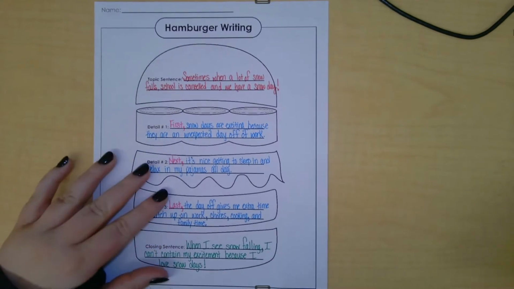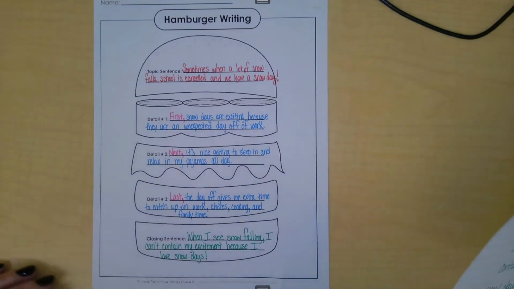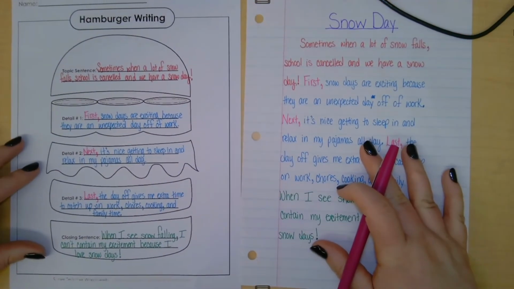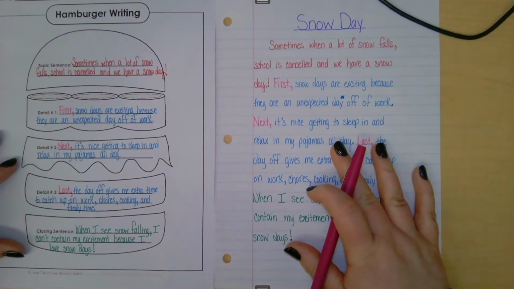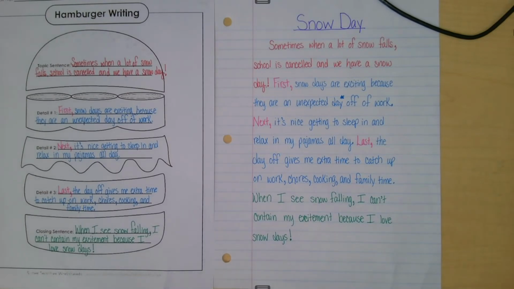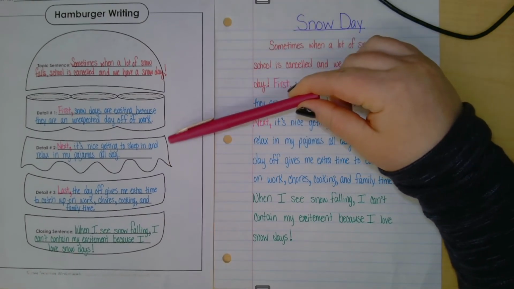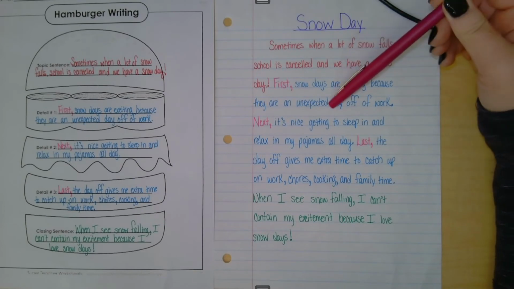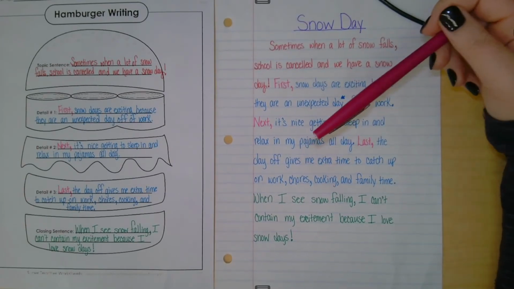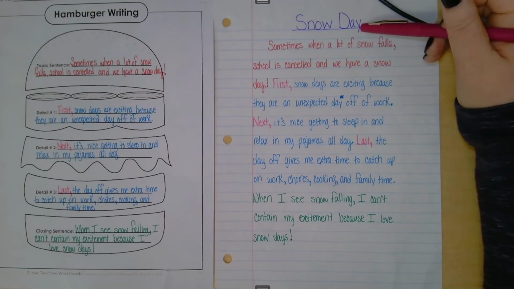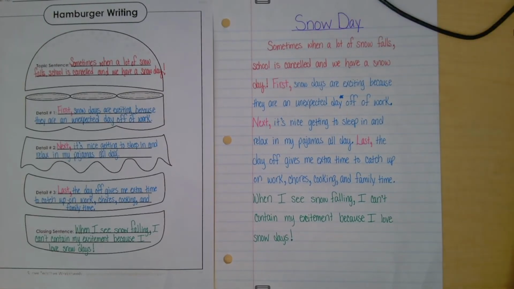Okay, I'm going to show you another example. You'll remember this paper from earlier this year. Snow day. Do you remember this paper? I hope so. Okay. Well, this paper is all color coordinated for you. And this will also be loaded into your English folder to help you as an example. Okay. So I've got my hamburger outline here from Snow Day. Topic sentence, detail, detail, detail, closing. The colors are exactly the same on my rough draft to help you. So I have centered, underlined, and capitalized my title, Snow Day.